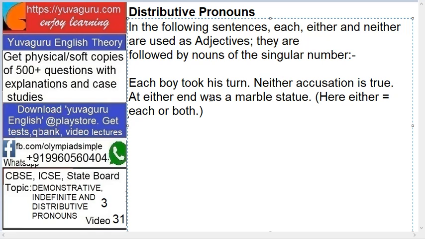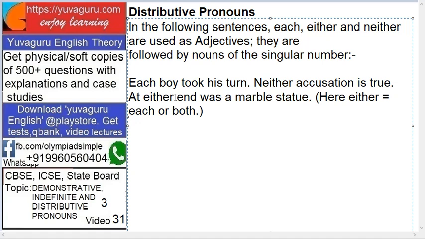At either end was a marble structure. At either end: end is a noun and either is telling something about this end. So it is immediately preceding the noun. Now here either means each or both. You can say both ends also and each end also.